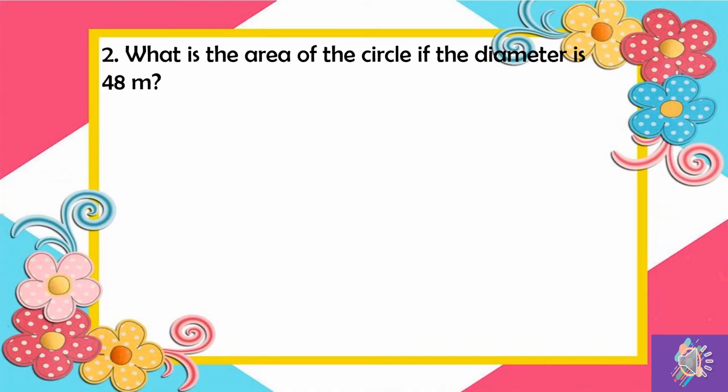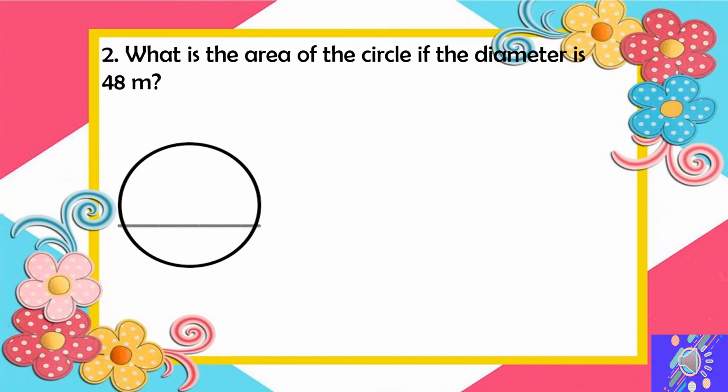And for number 2, what is the area of the circle if the diameter is 48 meters? So the given is the diameter. So this is the area of the circle rather. So the diameter is 48 meters. So we will get first the radius. And as I've said, half of the diameter is the radius. So 24 ang ating radius.